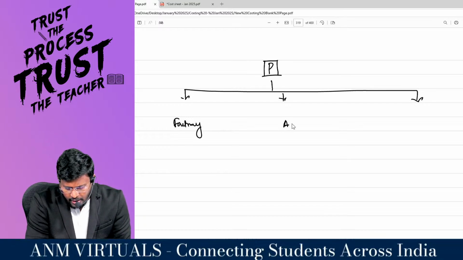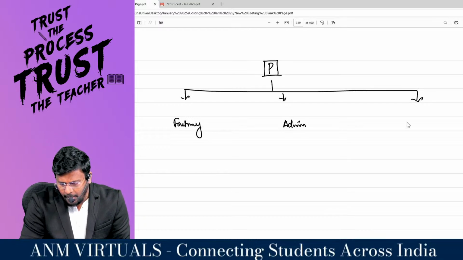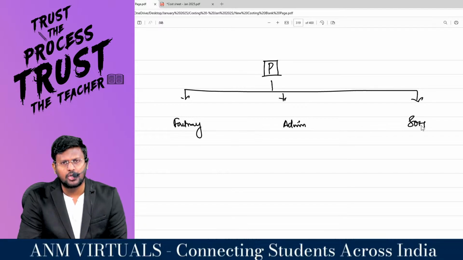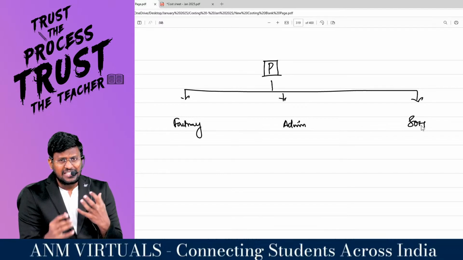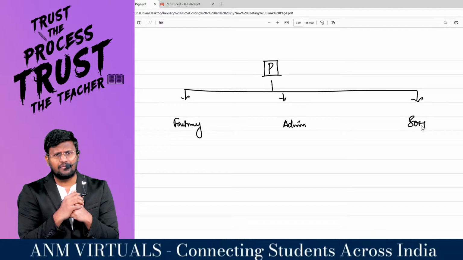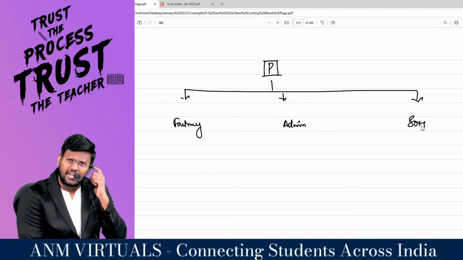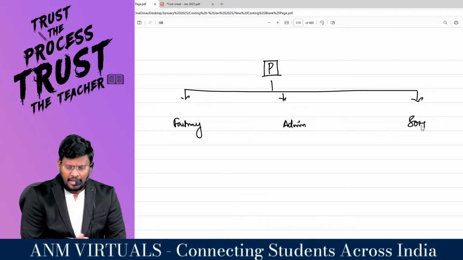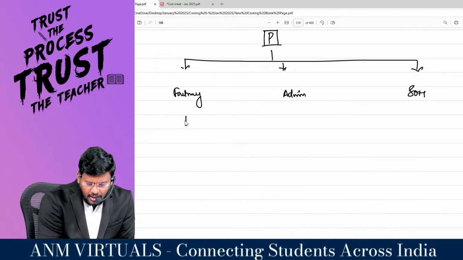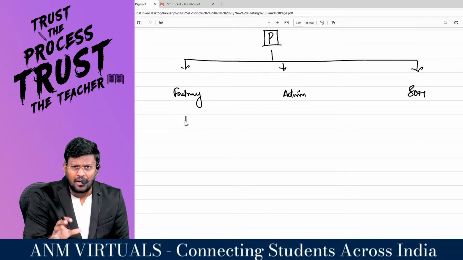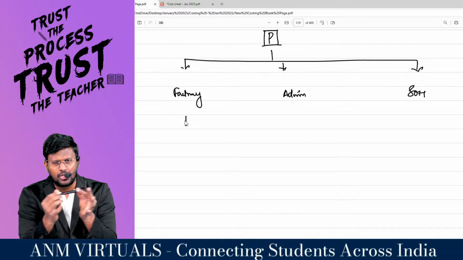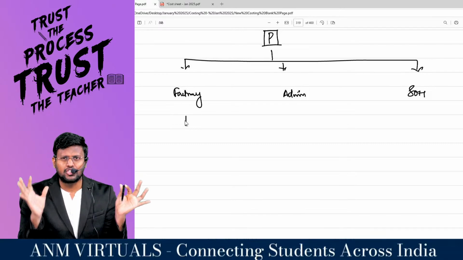Number two is your admin. And number three is selling and distribution. These are the three departments you will be having. One is factory, number two is admin, and number three is selling and distribution. Very simple. Inside this factory, this is the place where, my dear lovable students, we will manufacture the pen.